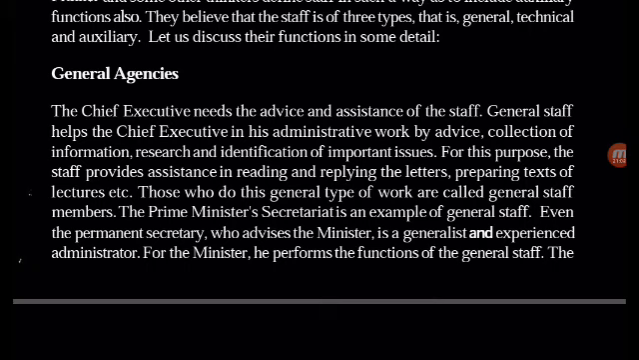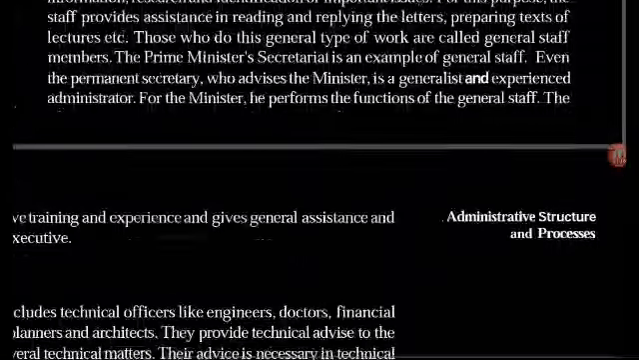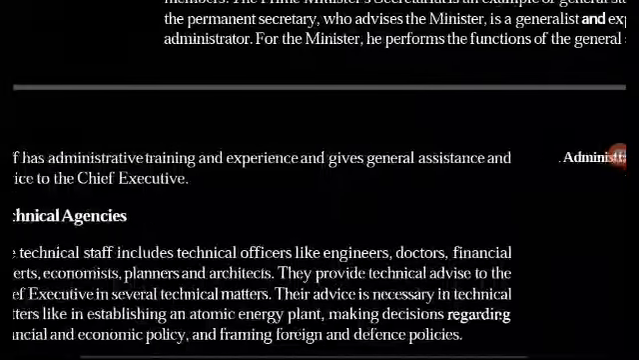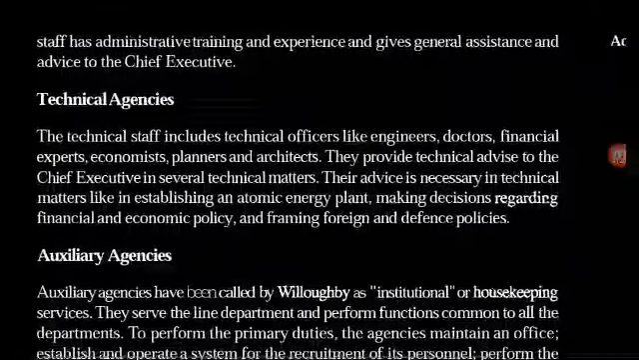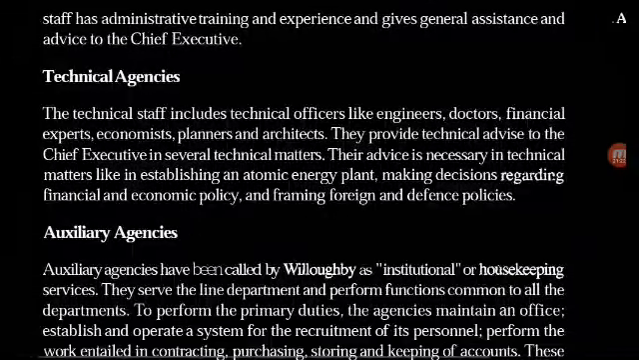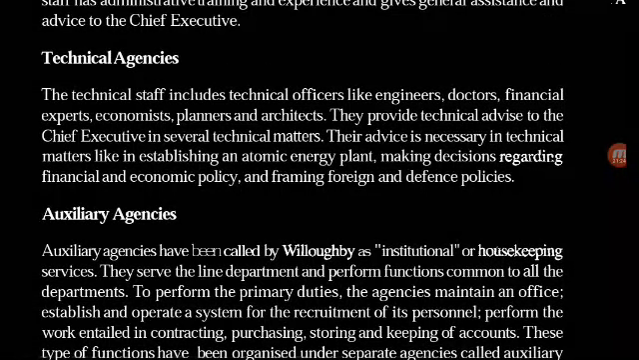The Prime Minister's Secretariat is an example of general staff. Even the permanent secretary who advises the minister is a generalist and experienced administrator. For the minister, he performs the functions of the general staff. The staff has administrative training and experience and gives general assistance and advice to the chief executive.